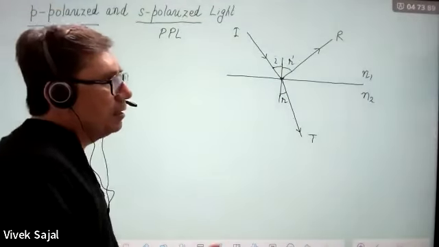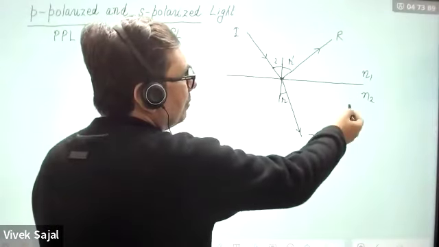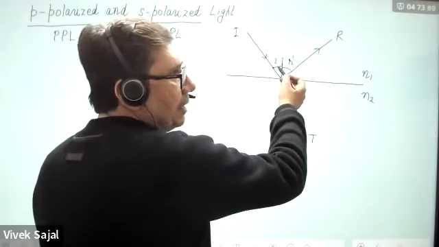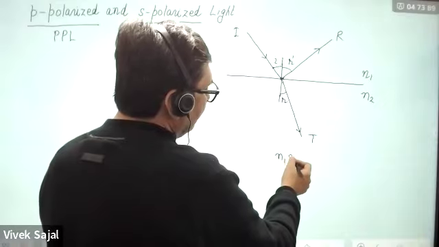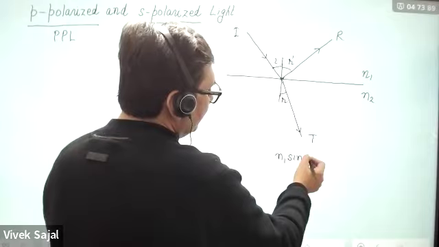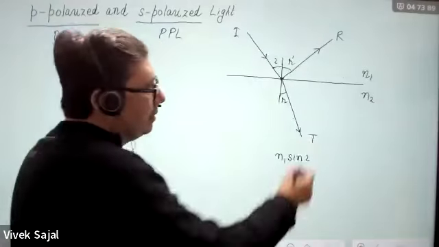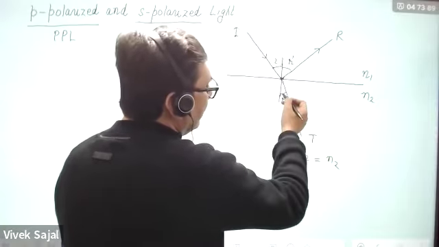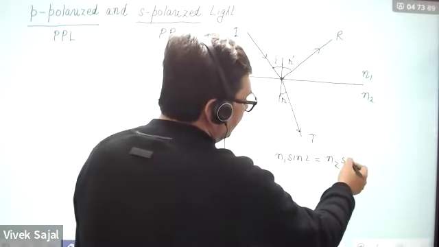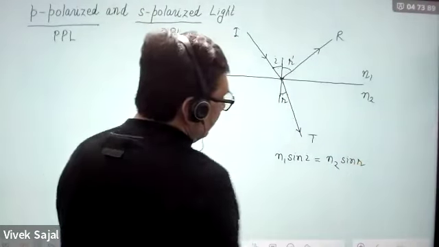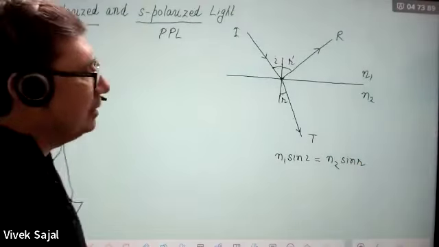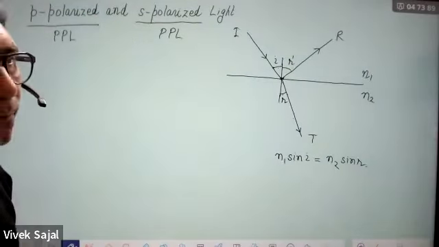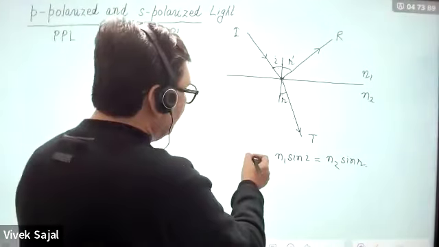So what does Snell's law say? One of the laws of refraction says that n1 multiplied by sine of the angle in the first medium, sine I, will be equal to the refractive index of the second medium n2 multiplied by sine R. So n1 sin I equals n2 sin R. ठीक है, you call it Snell's law. This is one of the laws of refraction.